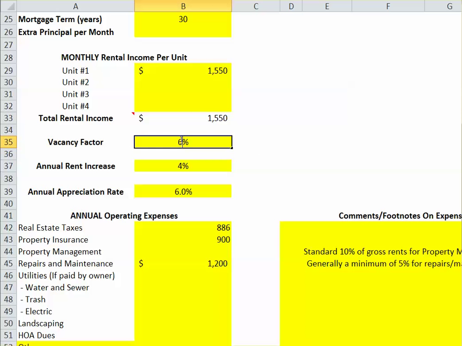I could put in 6, I could put in 7, I could put in 8. I put in 5 right now because I think it's going to be 5 or lower, certainly for the next number of years. But of course, you're going to get this.